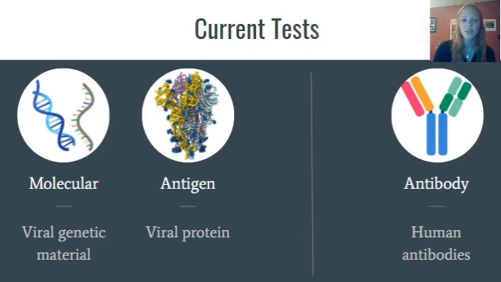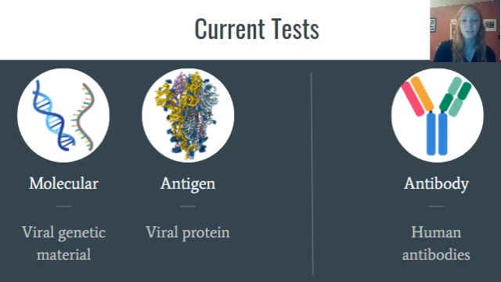There are currently 3 types of tests used by medical professionals for the coronavirus. Here we can see the names of each test, as well as each testing medium. The first 2, molecular and antigen, are diagnostic tests. These tests are able to identify an active case of COVID-19. The third test, the antibody test, is a serology test.